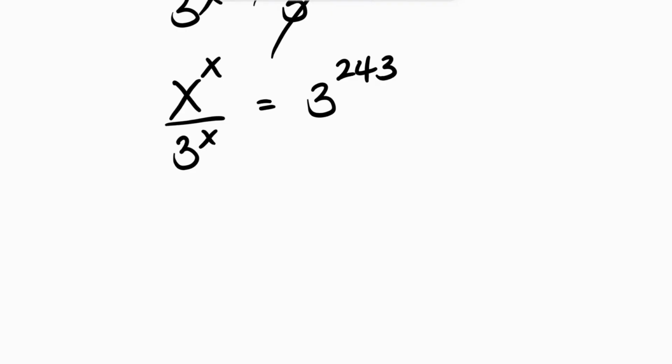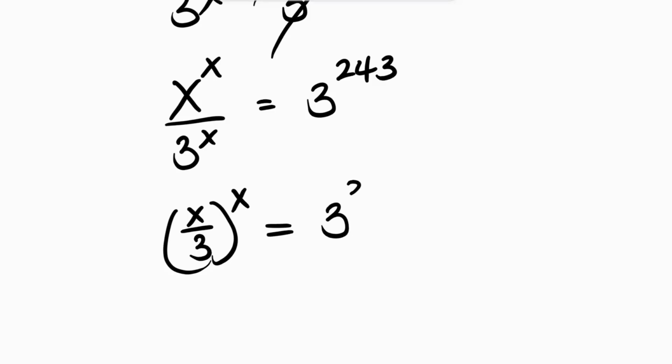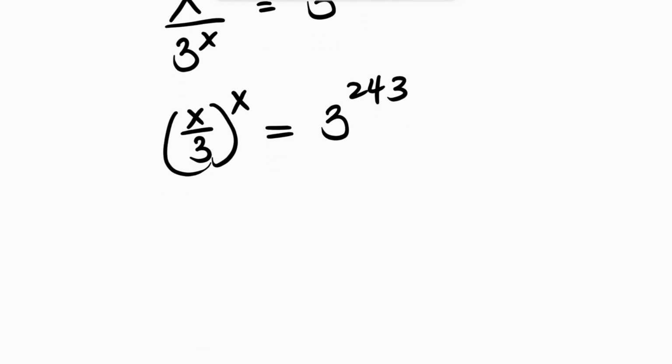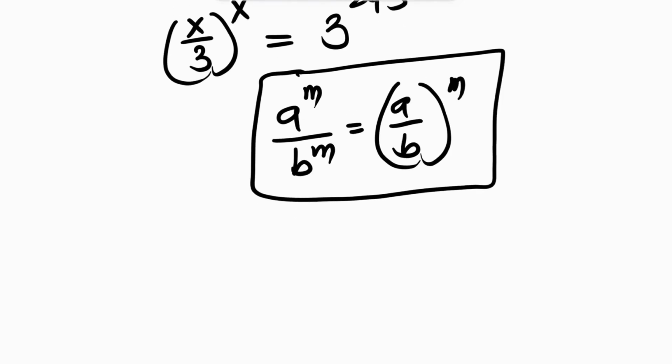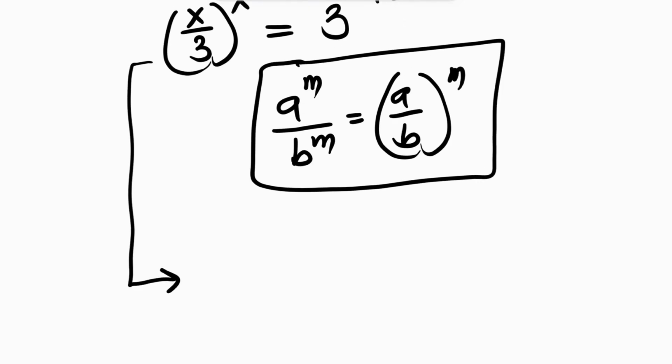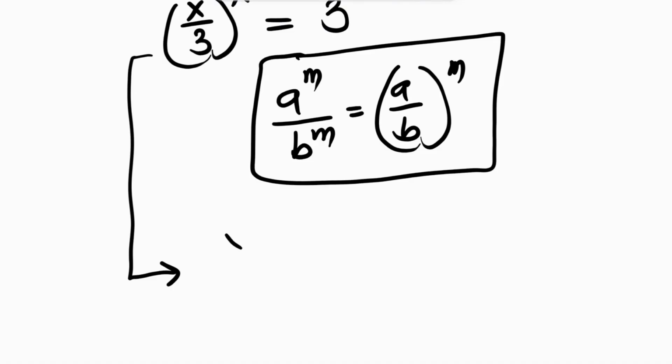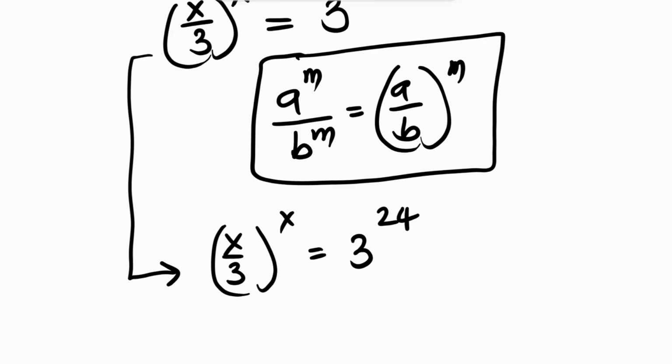Now, we can collect the powers as like terms on the left hand side. So we have x over 3 raised to the power x equals 3 raised to the power 243. That's because we know that a raised to the power m over b raised to the power m is the same thing as a over b raised to the power m. Now, x over 3 raised to the power x is equal to 3 raised to the power 243.